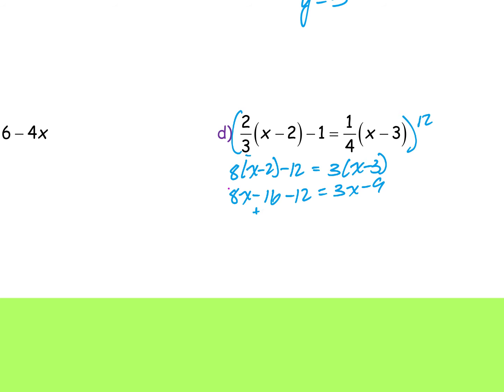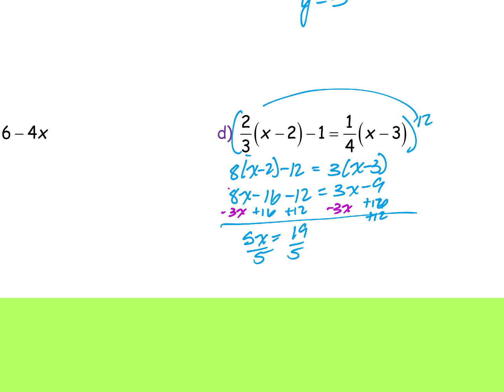And then I added 16 and added 12. I just didn't combine them. So subtract 3x from both sides, and I got 5x equals 19. Divide by 5. I just forgot to turn the negative 1 into a negative. Oh, yeah. You have to distribute that 12 by everything, so 1, 2, and 3. I made my mistakes on the adding and subtracting part.